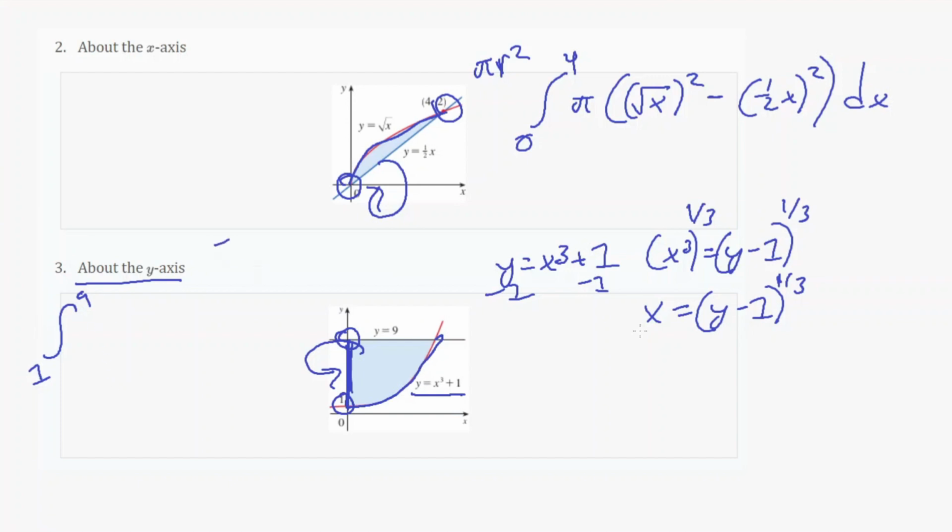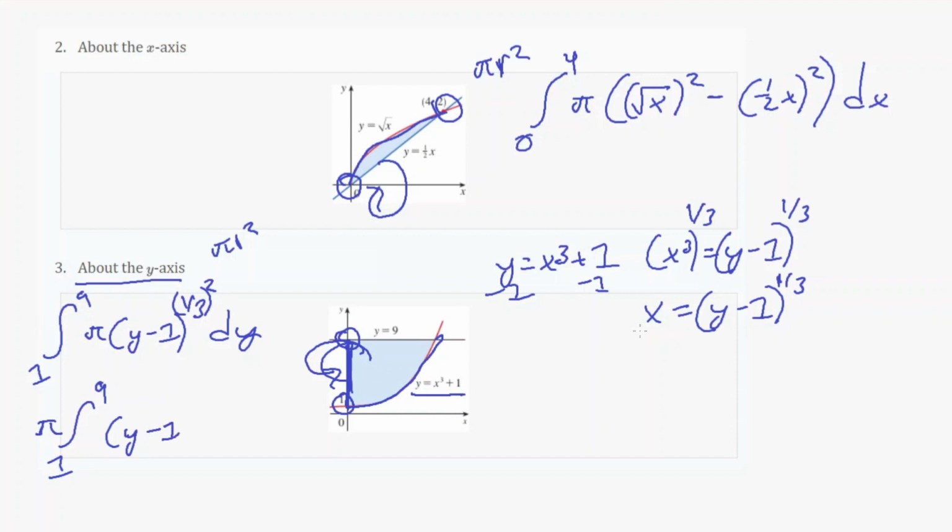And now let's use the pi r squared method again. So we're going to have pi, and our radius is just going to be one equation, which is just y minus 1 to the 1/3 power, and that's going to be squared. And that's going to be dy. So 1/3 to the power of 2 is just going to be 2 over 3. So we could just write that out again. It's going to be integrated from 1 to 9. We could take the pi out since it's a constant. It's going to be y minus 1 to the 2/3 power dy.